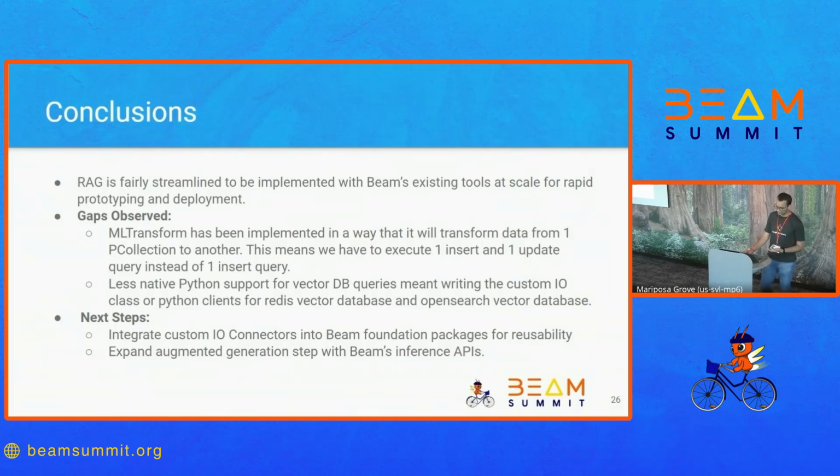The next step would be to integrate these custom IO connectors that I wrote for my project into the Beam foundation package, so that they can be reused. Someone who is building a RAG application and wants to use the Redis or OpenSearch database can directly use them. And the other one would be expanding the RAG pipeline to augmented generation, which we can implement using Beam's inference API.